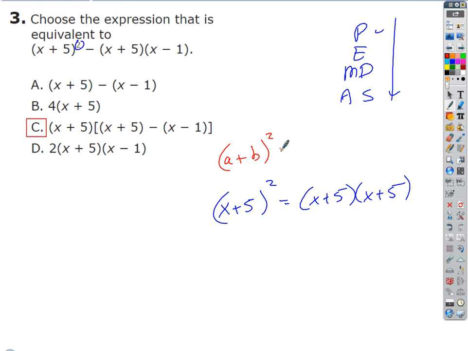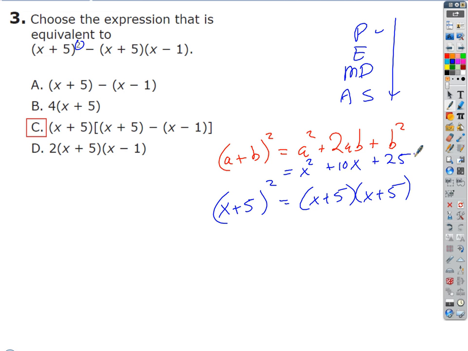Do you remember the shortcut for this? A plus b squared has an expansion pattern: a squared plus 2ab plus b squared. Very good. That makes it quicker. If I do x plus 5 quantity squared, a squared is x squared, 2ab is 2 times x times 5, which is 10x, so plus 10x. And b is 5, so b squared is 25.